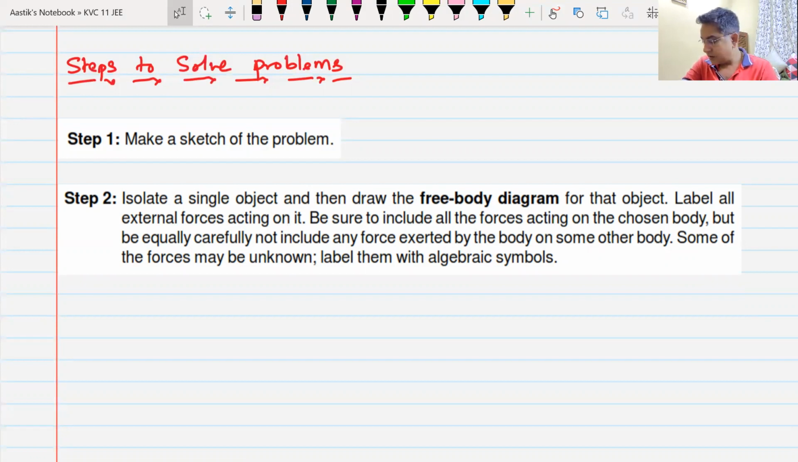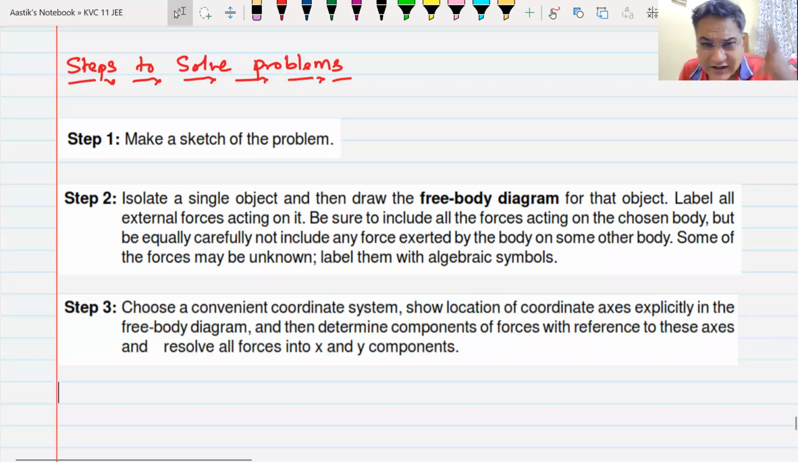Resolve the forces. But my dear friend, before resolving the forces, we'll have to choose a coordinate system. We'll have to choose our x-axis and our y-axis. There might be some forces which lie on the x-axis and y-axis. Don't worry about those forces, they're already there on the x-axis and y-axis.